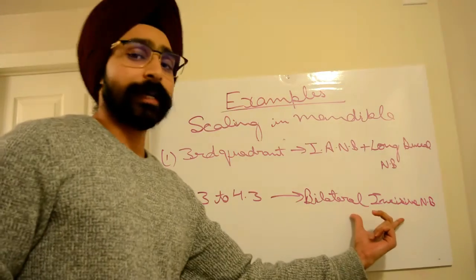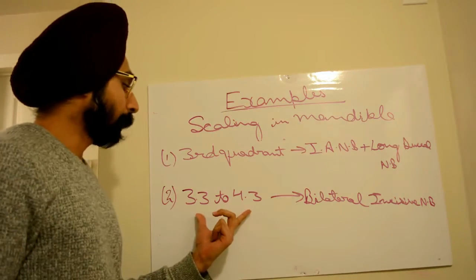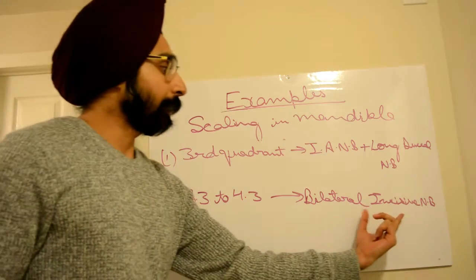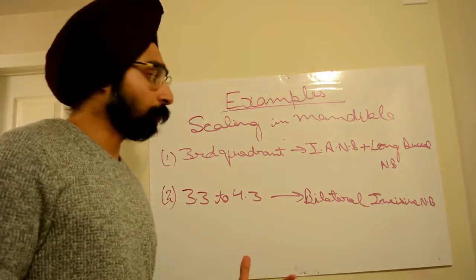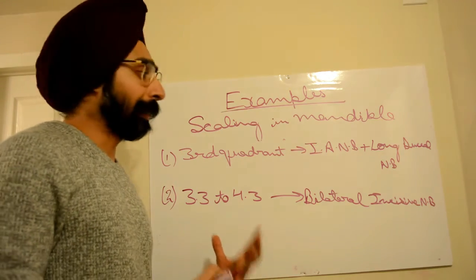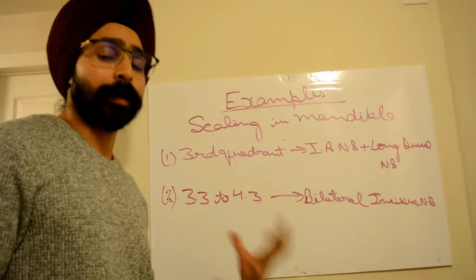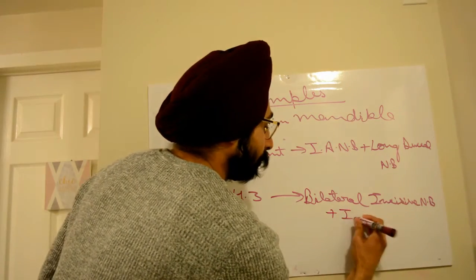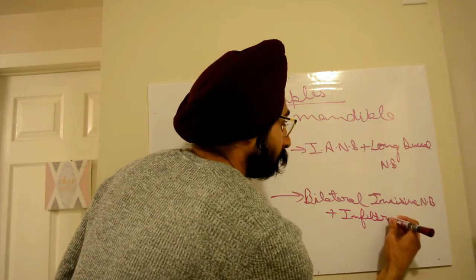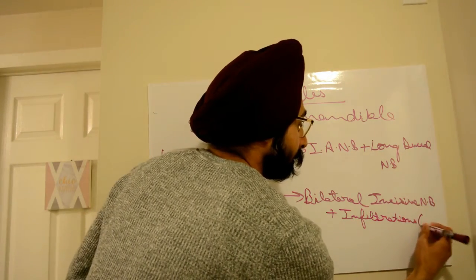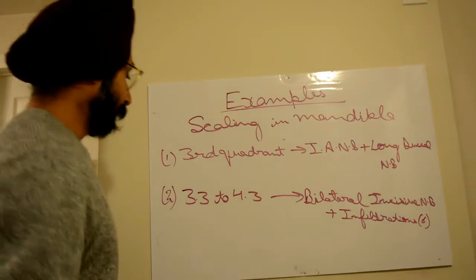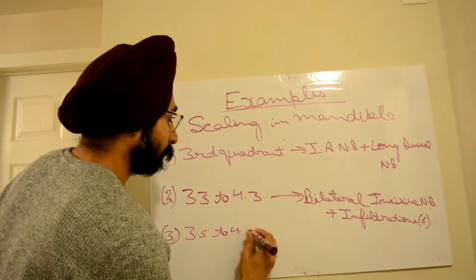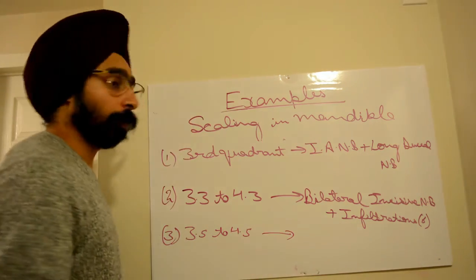The bilateral incisive nerve block will anesthetize the pulps of these 6 teeth. Plus, we will also perform the mental nerve block. This will anesthetize the buccal soft tissue, and for the lingual soft tissue we will give infiltrations. 6 infiltrations. Let's take another example. 3.5 to 4.5. This will also be the same.